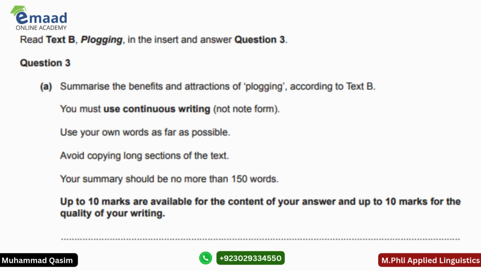Let me share with you some example questions. Here is a question from a past paper of, I think, May, June, yes. So read Text B, blogging, in the insert and answer Question 3. Summarize the benefits and attractions of blogging according to Text B. You must use continuous writing, not note form. Use your own words as far as possible. So you have to summarize the benefits and attractions of this. So 10 marks for content and 10 marks for quality. This is for the O Level English 1123 paper from the May June paper. You will have to read Text B and then you will have to answer this question.